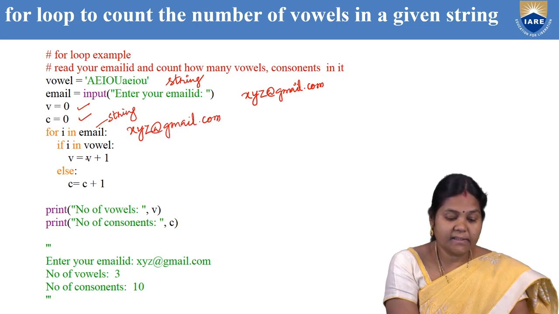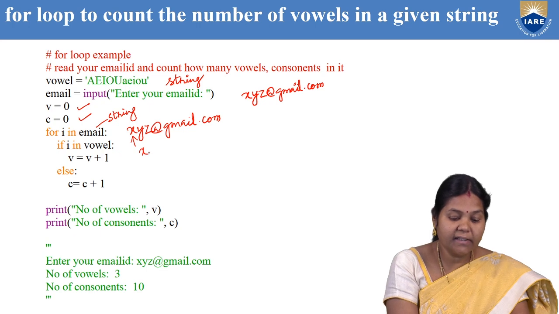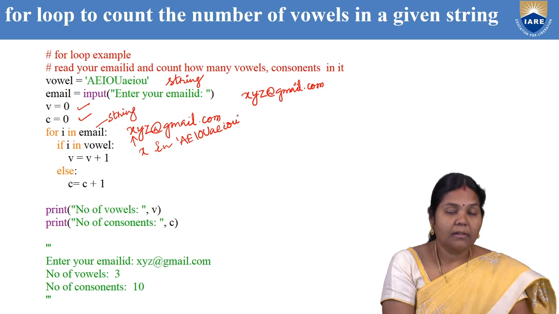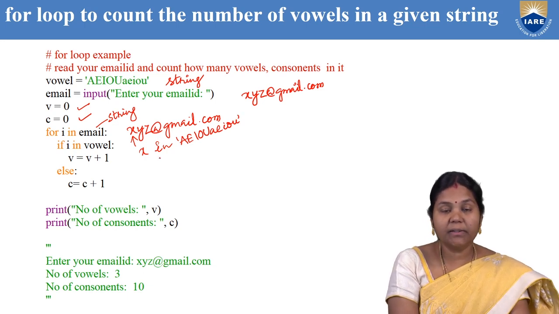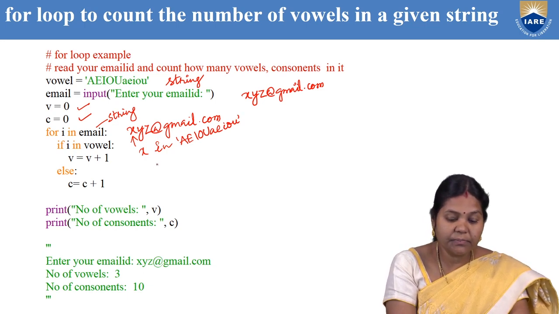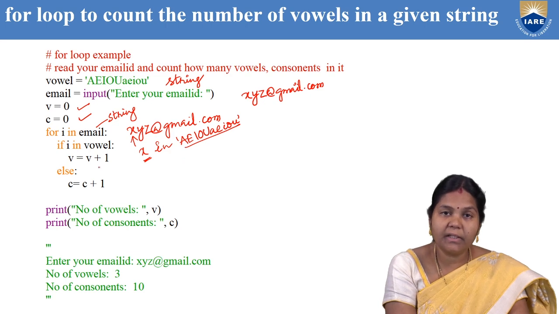and then it checks every value of i. The first time, the value of i is at index position 0, it is x. So it will check whether it is in this vowel list or not. So what is your vowel list? It is A, E, I, O, U, and this is the string. So it checks, the in is a membership operator which checks whether this particular character is present in this string or not. So if it is present, then the variable v will be incremented by 1.